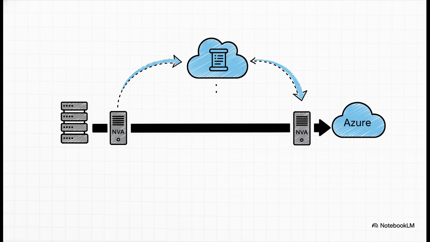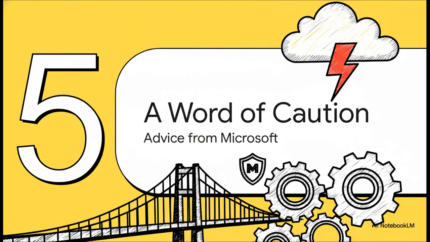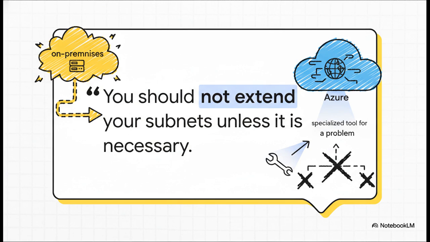Okay, now, before you get all excited and start planning to build these bridges everywhere, we have to hit the pause button. This is a really important word of caution, and it comes straight from the folks at Microsoft who know this stuff inside and out. And here it is. It's super direct. Quote, "You should not extend your subnets unless it is necessary." Let that sink in. This is not, I repeat, not a standard way to do networking. It's not a permanent design choice. It's a specialized tool you pull out of the toolbox for a very specific problem.